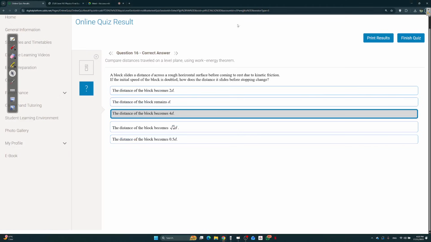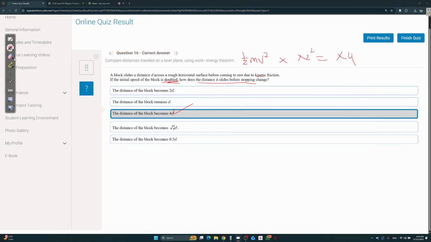Alright, over here, they told you a block slides a distance D across a rough surface before coming to rest due to friction. So the friction stopped it. If the initial speed of the block is doubled, how does the distance change? Now, here we're talking about kinetic energy. When we talk about distance and kinetic energy, remember that kinetic energy is half mv squared. So if you're doubling the speed, that means you're doing times 2 squared, which is actually times 4. So the distance becomes 4D.